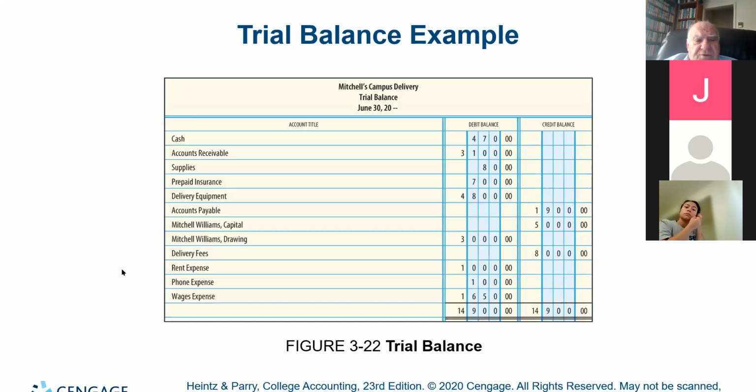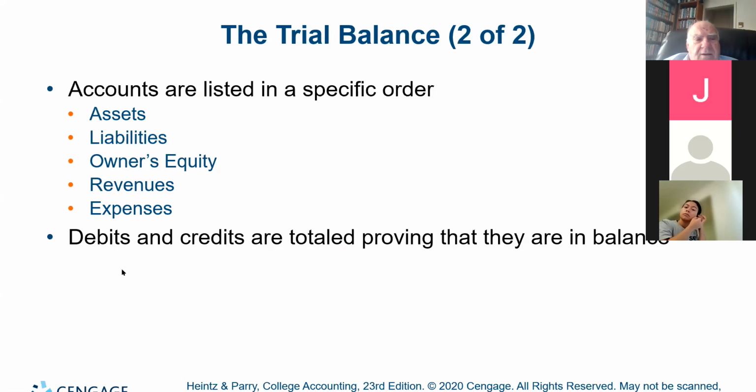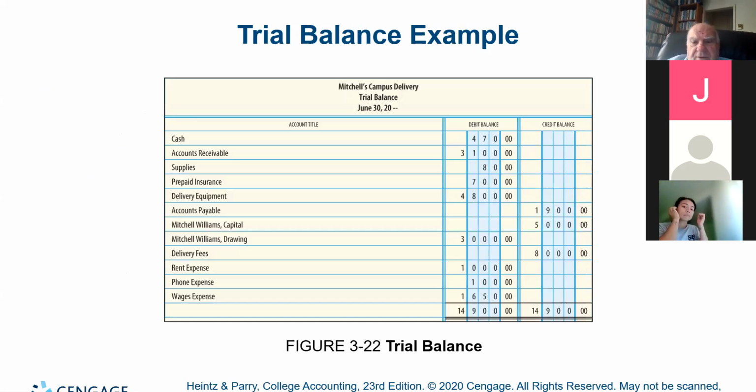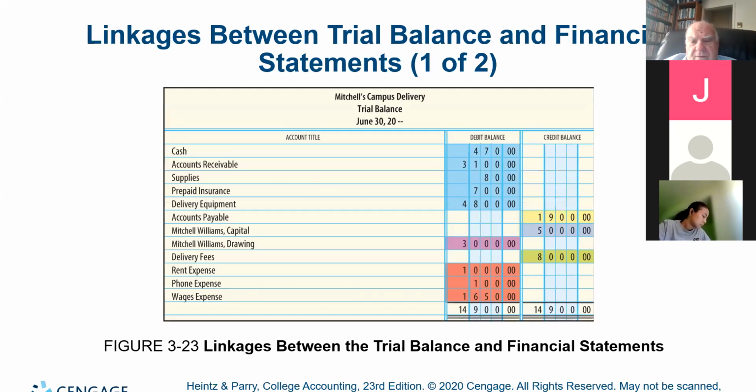In other words, it goes in the order of your accounting equation. So here's the trial balance. Whoopee, we're in balance, 14,900. But every one of these numbers could be wrong. We don't know. Trial balance is not going to tell us that. So there's our trial balance.